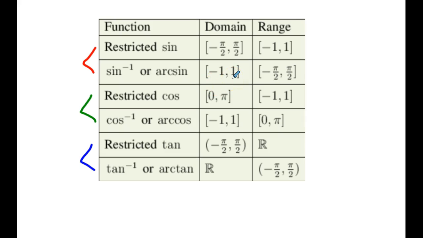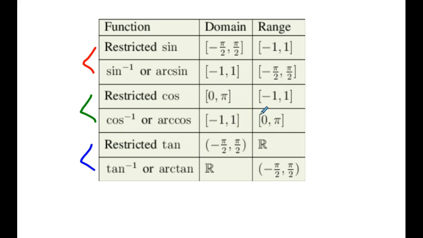We also restrict the domain on our basic cosine function. When we're just dealing with cosine x, our domain is negative infinity to infinity. We restrict that to 0 to pi. That way we can come up with the inverse, the arc cosine function, in which the domain and range just switch between the basic cosine function and the inverse cosine.